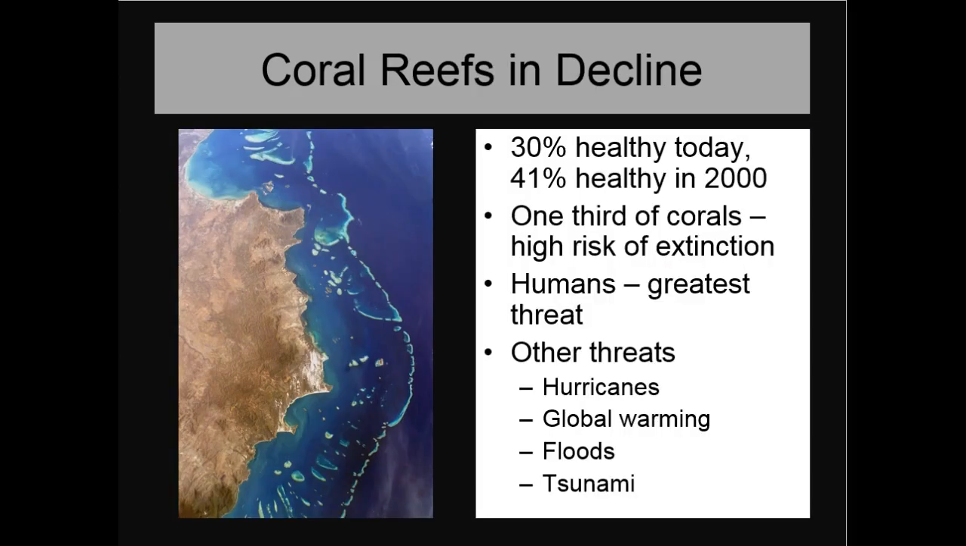Our coral reefs are in decline. In 2000, they were 41% healthy, and now we're down to 30% healthy. So our coral reefs have definitely suffered over the last almost 20 years here. And 41% healthy is nothing to be excited about either. So even by the year 2000, the corals on our planet were in trouble.